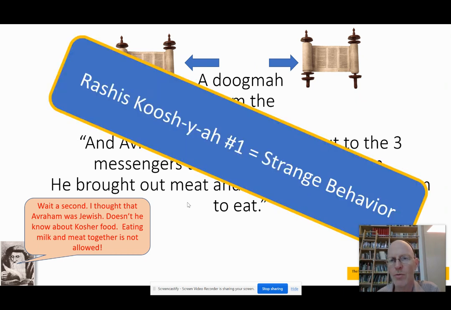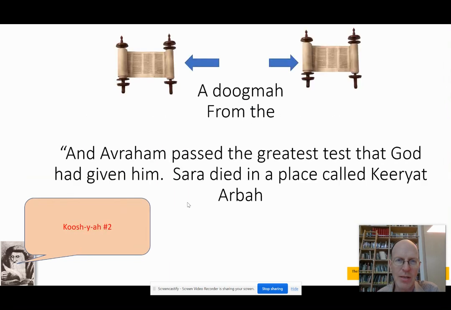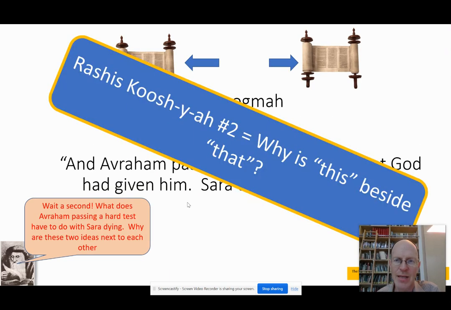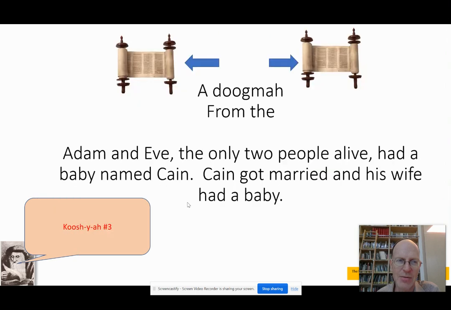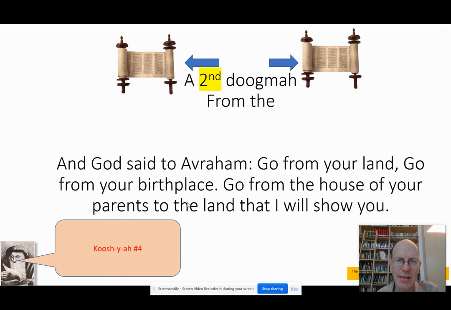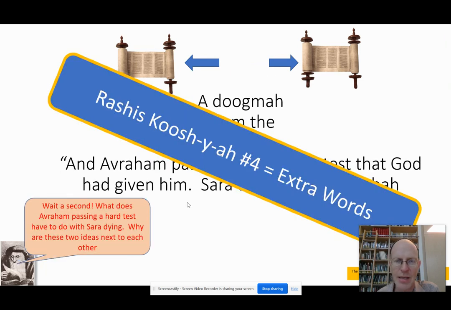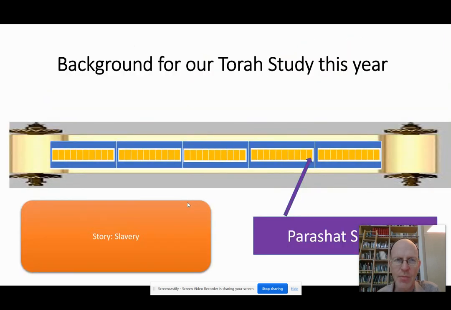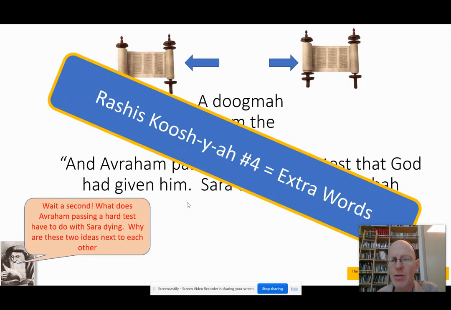So the first one we're calling Rashi strange behavior, right? Second one, same thing, and this beside that. Next one, a dugma from the Torah again, same thing, contradiction. And so you'll be able to go through this with the kids, and I think they might have a fun time with it. And then we get to the background of what we're going to study. The challenge is that hopefully they'll be inspired by the way Rashi looks at problems and say, oh, that's a way I can look at the Torah as well.